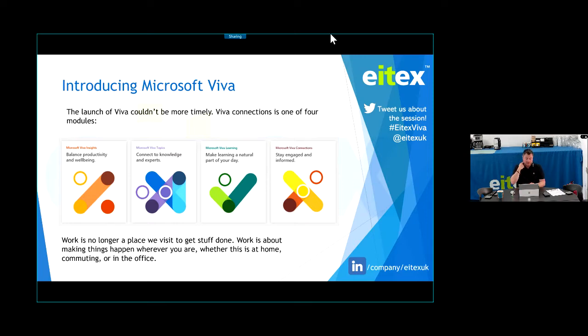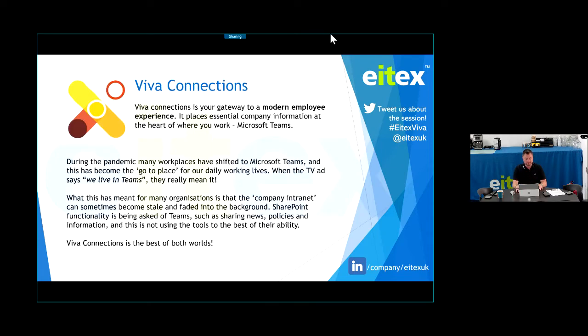But today we're talking about Viva Connections. Viva Connections allows you to stay engaged and informed with the things that are happening in your business. Work is no longer a place we visit necessarily to get stuff done. It's about making things happen wherever you are, whether that's at home, commuting, Starbucks, Costa Coffee, or of course in the office.